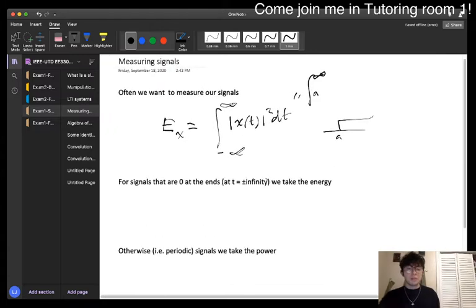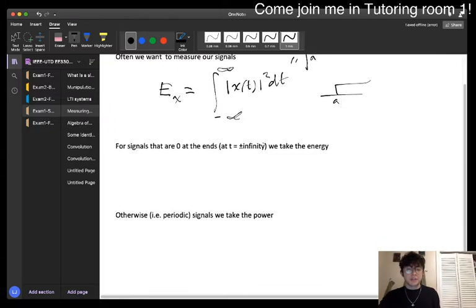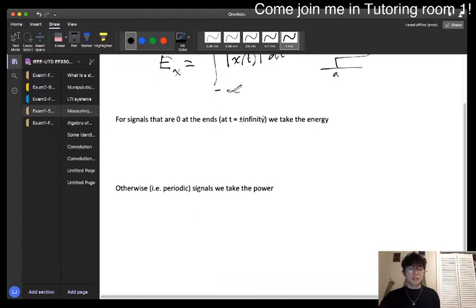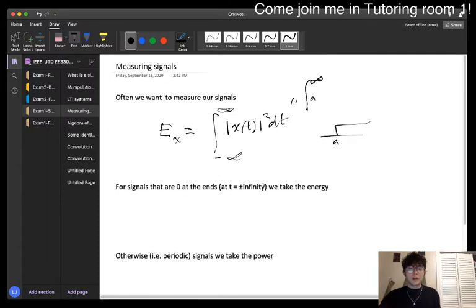But anyway, we just take the integral of the square absolute value. Remember this square and remember this absolute value. This is what we'll use typically for aperiodic signals. It's going to have energy as long as it decays to 0 at the ends.